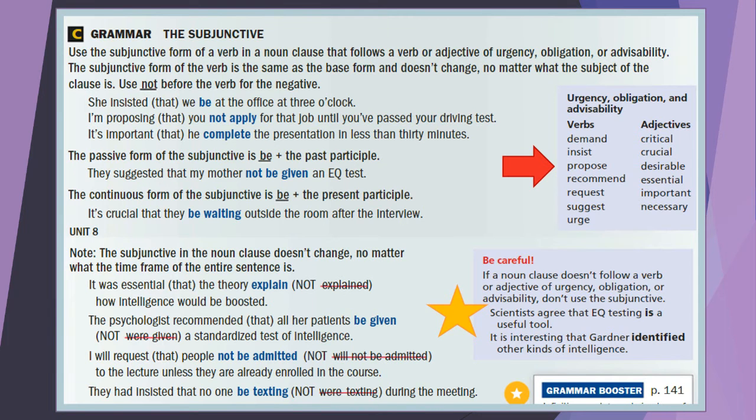We use the subjunctive form of the verb in a noun clause that follows a verb or adjectives of urgency, obligation, or advisability. There's a short list of these verbs on the right. The subjunctive form of the verb is the same as the base form and doesn't change, no matter what the time frame of the entire sentence is. It's important to note that not is not used before the verb for the negative.